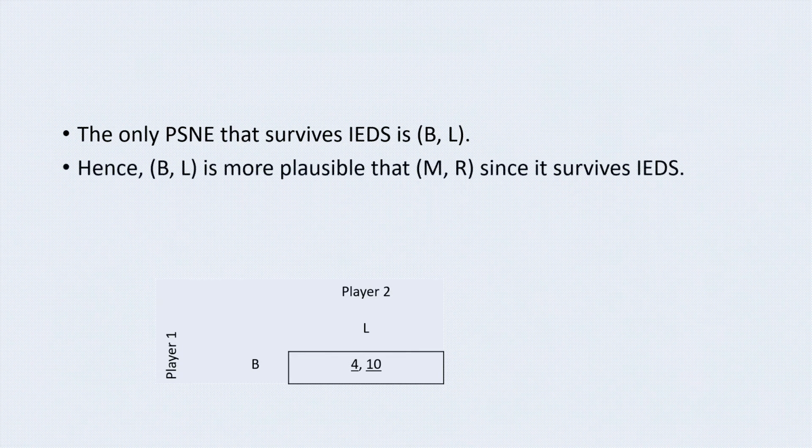Now let us summarize our findings. We started with a simultaneous move game that had two pure strategy Nash equilibriums, BL and MR. It turns out that MR did not survive IEDS, but BL did. Hence BL is a more plausible prediction because it survives this tougher test of IEDS.